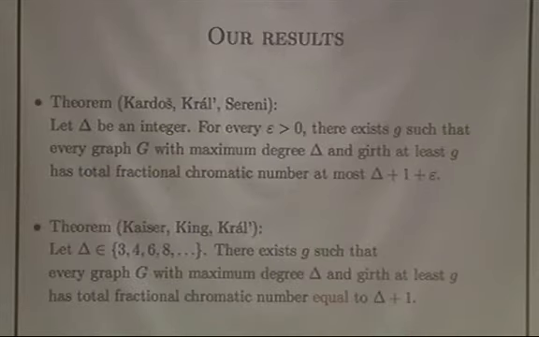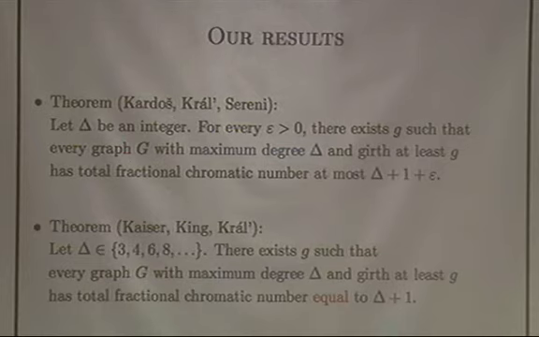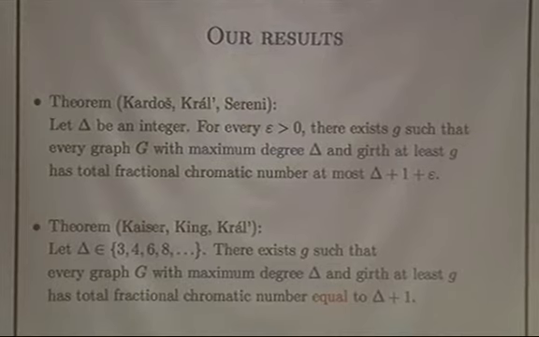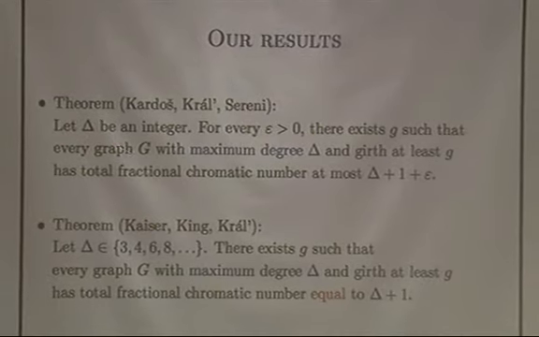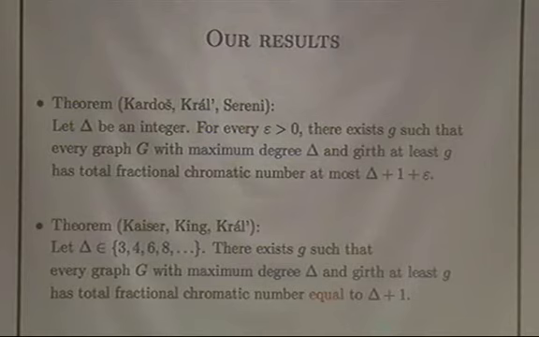So we have two results in this direction. The first result is the proof of the conjecture. With František Kardos and Jean-Sébastien Sereny, we were able to prove the conjecture exactly as stated by Reed. So for every delta and every epsilon there exists some girth g such that any graph with maximum degree delta and girth at least g has total fractional chromatic number at most delta plus 1 plus epsilon.